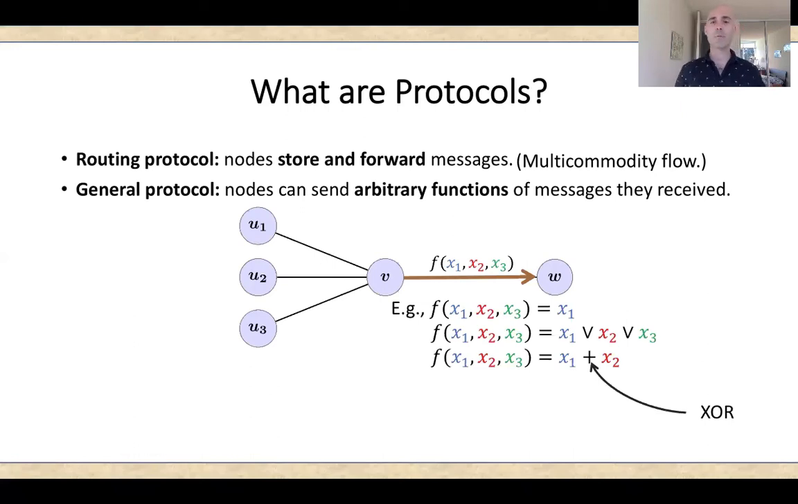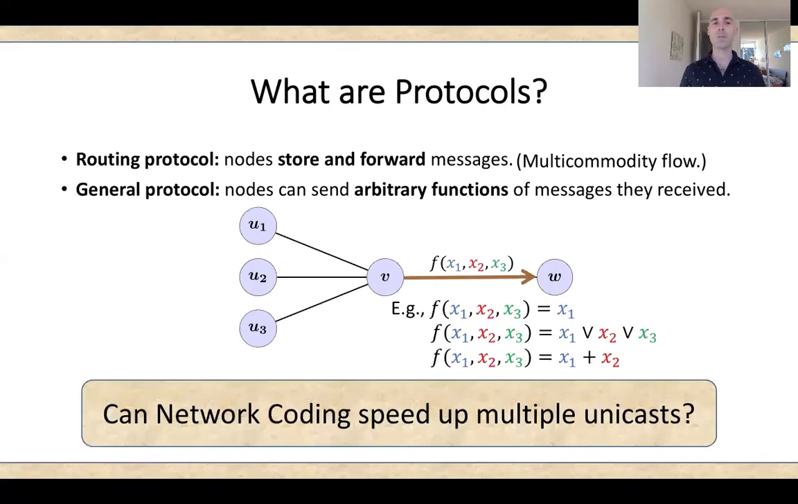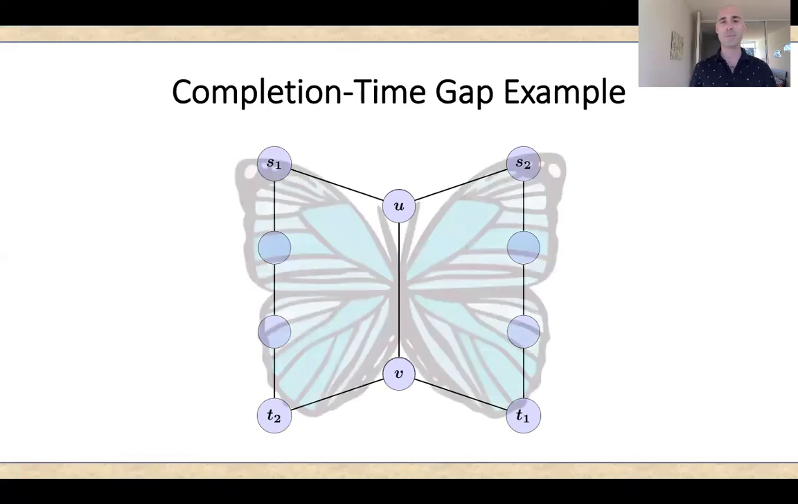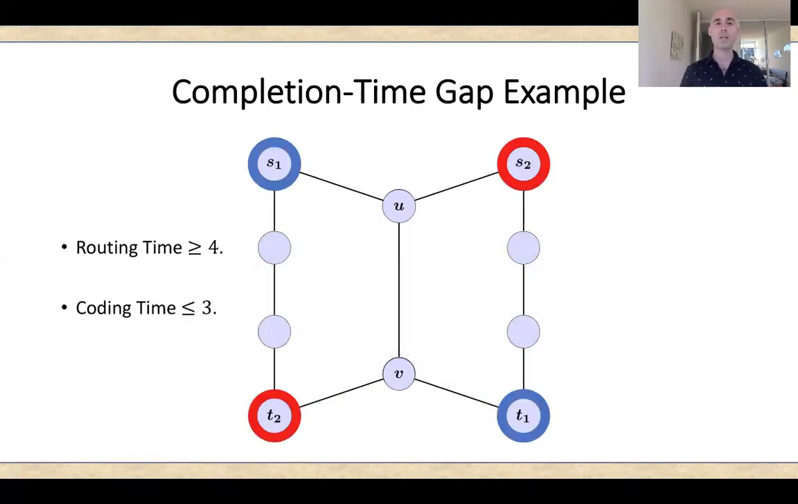Okay, so we're allowing for a richer solution space. Does this gain us anything? In particular, does network coding allow us to solve multiple unicasts faster than routing? And the answer to this question is yes. So let me show you using a very simple network referred to as the butterfly network in the literature for obvious reasons. What I'm going to show you here is that routing time on this instance is at least 4 rounds, whereas coding allows us to solve it strictly faster, in 3 rounds or less.